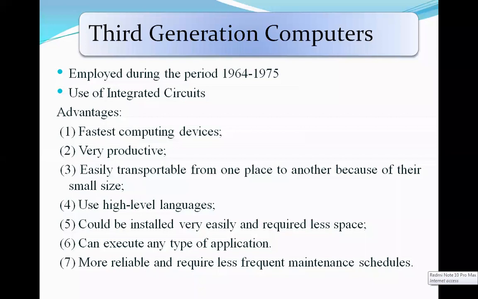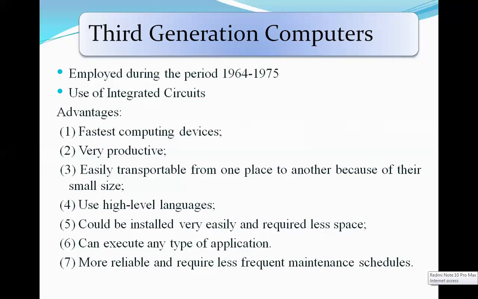Next is third generation, the period 1964 to 1975. Use of integrated circuits is roughly considered as the period of third generation of computers. They were developed by using integrated circuit technology. In comparison to the computers of the second generation, the size of the computers of the third generation was smaller, and the computing time taken was lesser. The third generation computers consumed less power and also generated less heat.